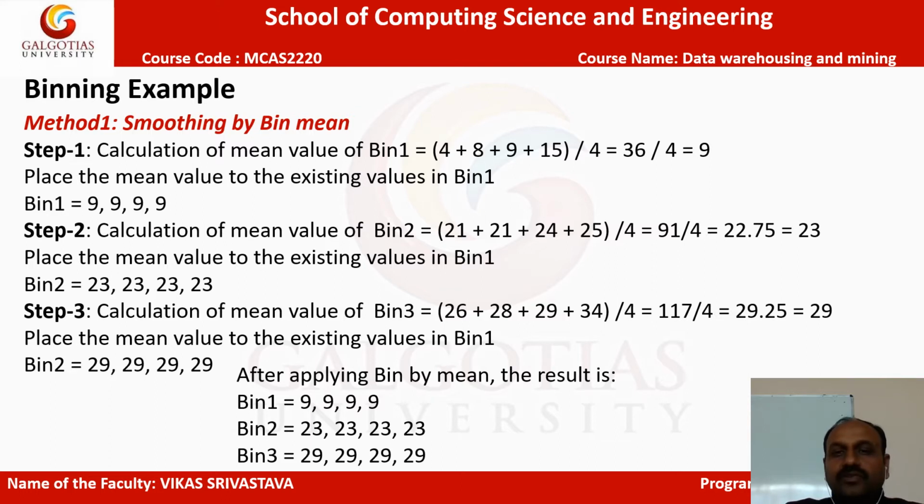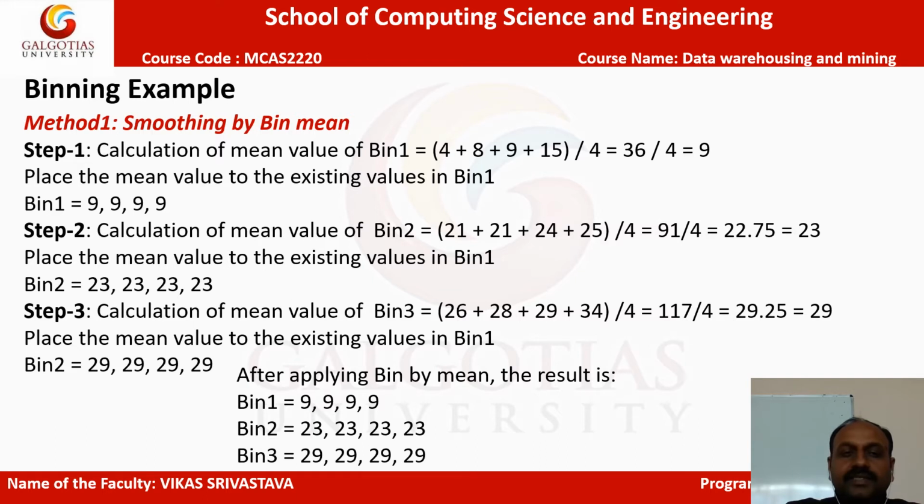I have the values 4, 8, 9, 15. So I will sum up and divide by the total number of values, which will give me the value 9. Then all the values 4, 8, 9, 15 will be replaced by 9, 9, 9, 9.